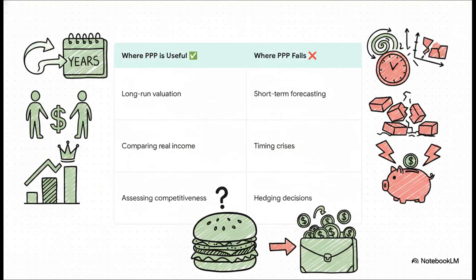Okay, here's a quick guide. PPP is your go-to for looking at long-term currency value, for comparing what real incomes look like, and for figuring out how competitive economies are. But, and this is a big but, it's absolutely the wrong tool for trying to do short-term currency trading or predicting the next financial crisis. Those things are driven by fast-moving capital flows, not the price of a hamburger.